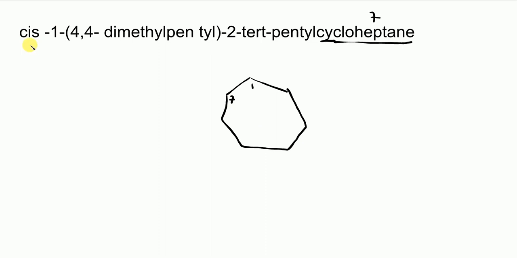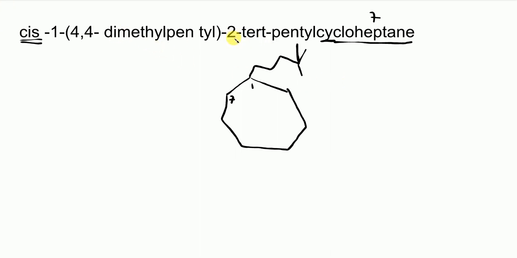All right, so I have to take note of the cis part. On carbon 1, I have a 4,4-dimethylpentyl. So pentyl, that's 5 carbons, so I have 1, 2, 3, 4, 5. And I have 4,4-dimethyl, so on the fourth one, I have 2 methyl groups. So it looks like this. Okay, on the fourth one, it looks like that.